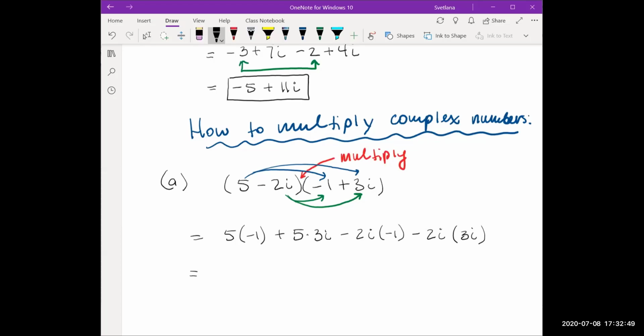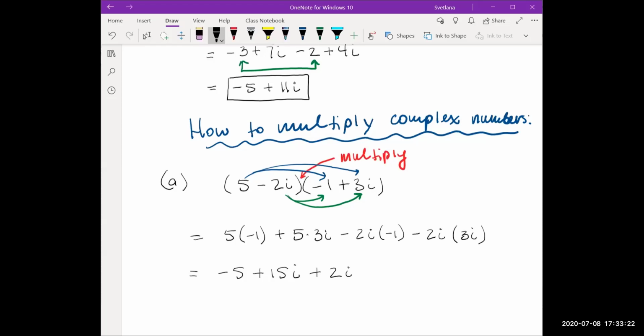And now I'm going to perform multiplication. Nothing fancy here, no tricks, except one little trick at the end. But so far, everything works the way you know it. So 5 times -1 is -5. 5 times 3i, you just multiply the numbers, so it's plus 15i. Next, it's -2i times -1. Negative times negative gives me positive, plus 2i.